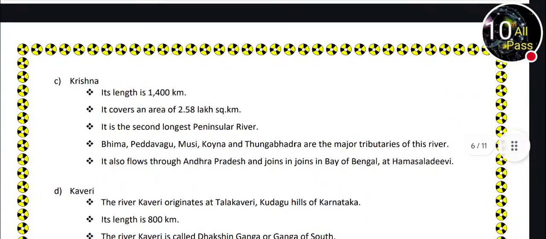Krishna. Its length is 1,400 km. It covers an area of 2.58 lakh square km. It is the second longest peninsular river. Bhima, Peddavagu, Musi, Koyna, and Tungabhadra are the major tributaries of this river. It also flows through Andhra Pradesh and joins the Bay of Bengal at Hamsaladeevi.